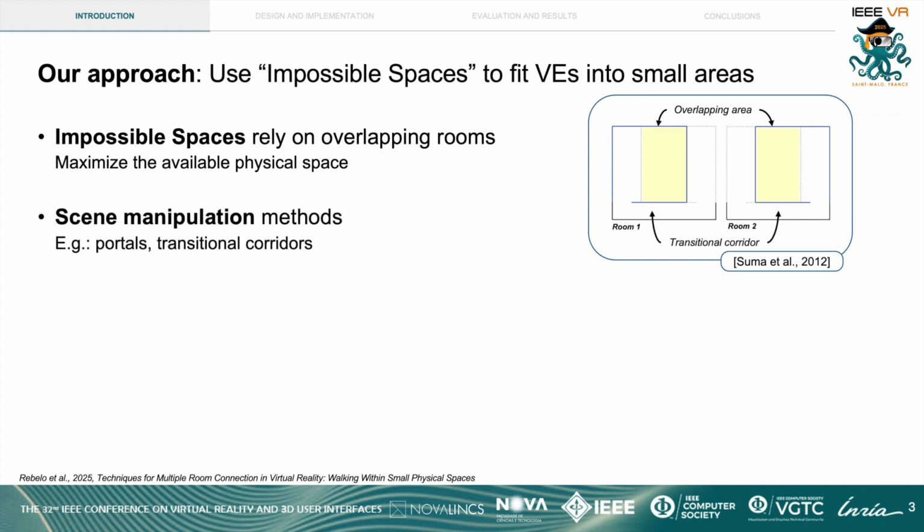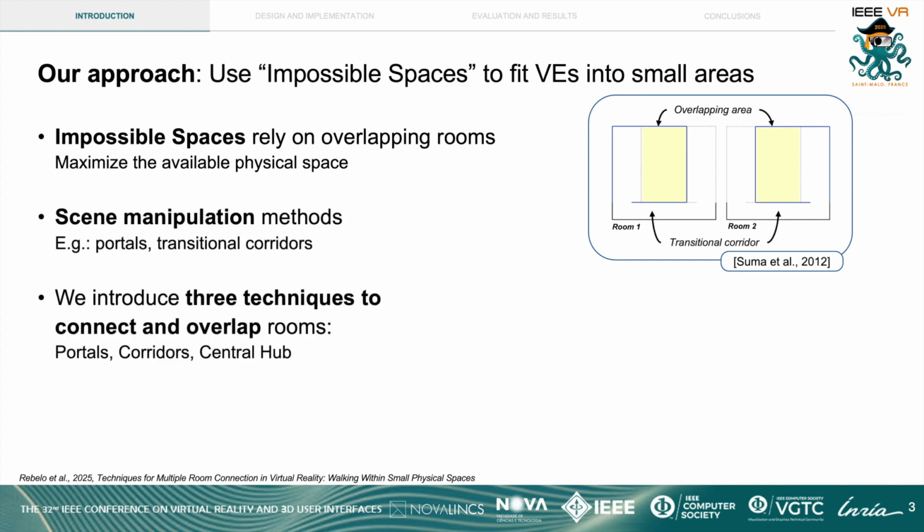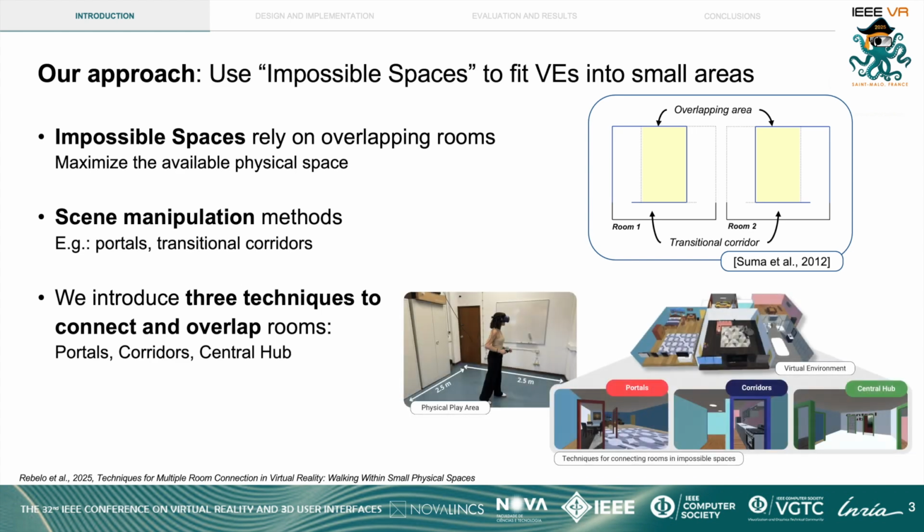We introduce three techniques to connect and overlap rooms. Portals, which provide direct, instant connections between spaces. Corridors, which act as transitional areas to guide movement. Central hubs, which serve as navigation anchors connecting multiple rooms.